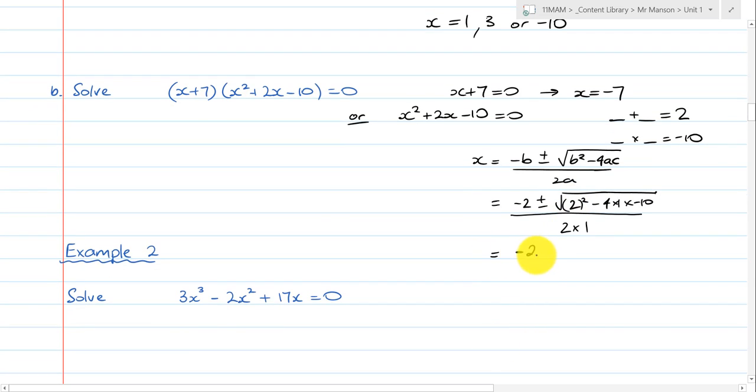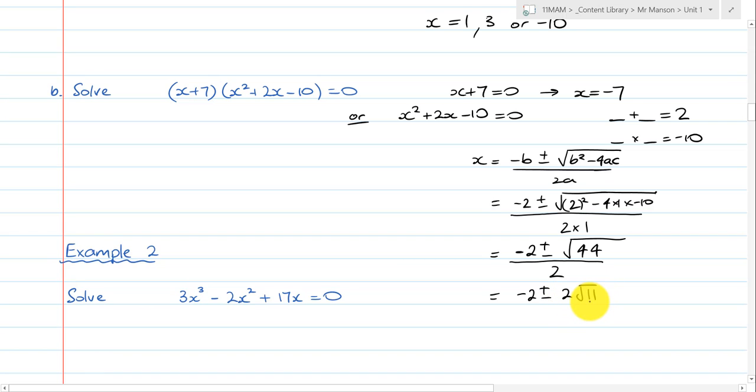but that's all right. Negative 2 plus or minus 2 squared is 4. Negative 4 times 1 times negative 10 is 40. So it's 4 plus 40, so that's 44 over 2. And because we understand surds and we want to use an exact value, we get this. Negative 2 plus or minus 2 root 11.